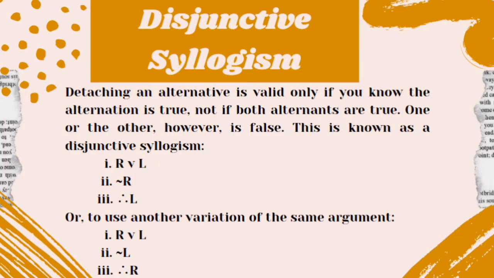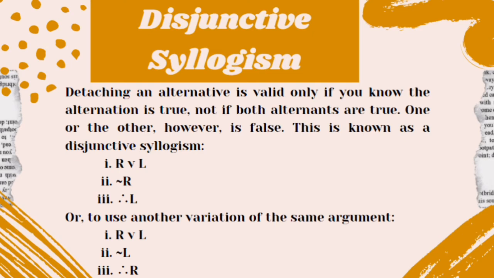Disjunctive syllogism. Detaching an alternative is valid only if you know the alternation is true, and not both alternants are true. One or the other, however, is false. This is known as a disjunctive syllogism.